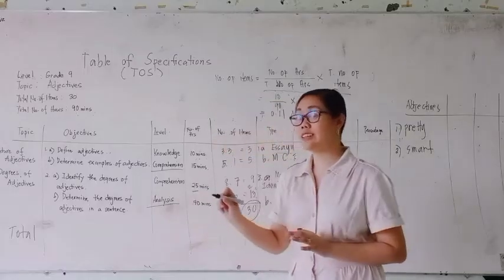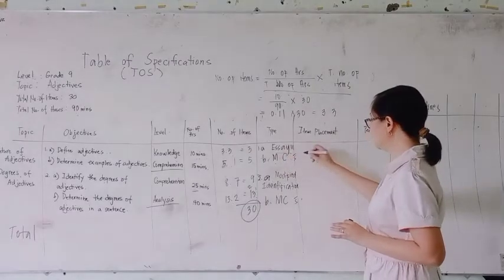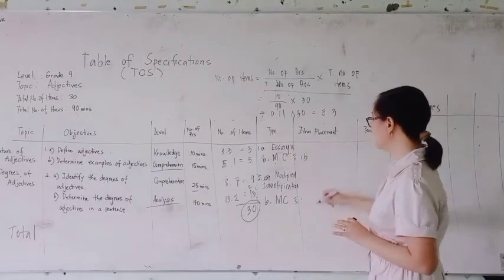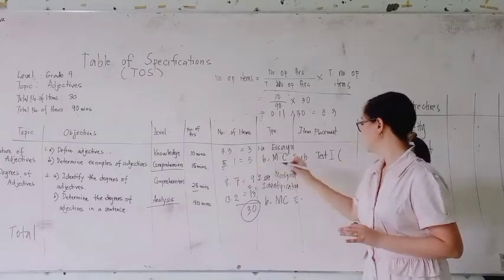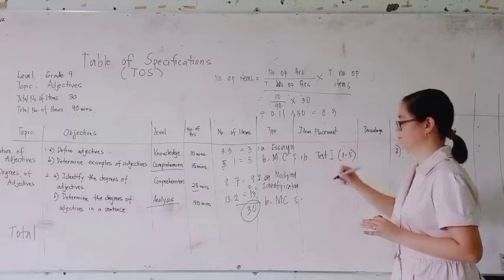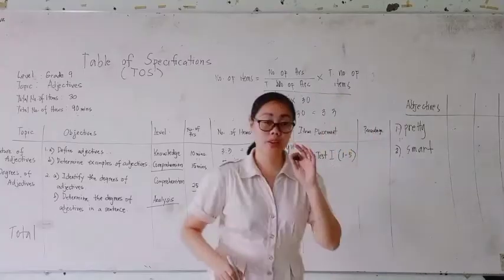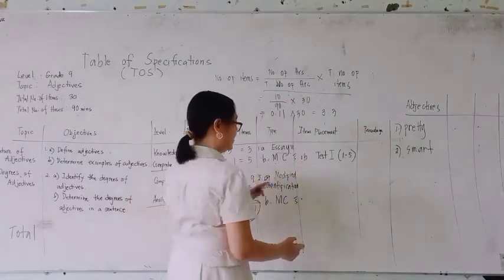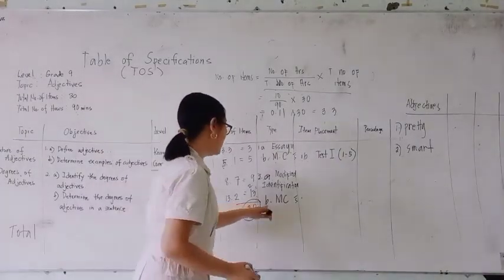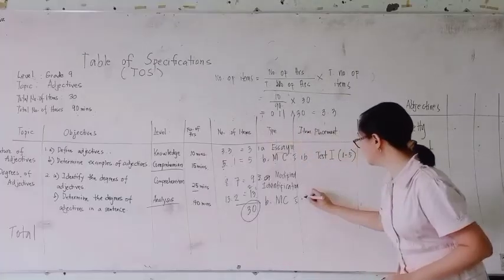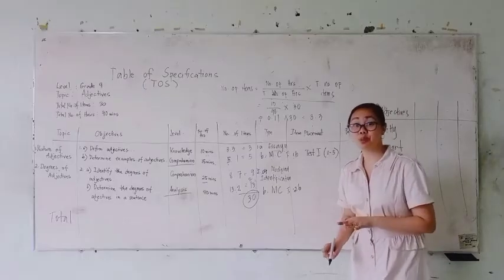Okay? Which is easier? Comprehension or analysis? Since comprehension is easier, letter D, this is 1.B, this will be test 1, 1 to 5. Okay? So that's test 1, 1 to 5. Ito natin 1.B is test 1, 1 to 5. How about 2.B? 2.B now will be, magiging test 2 ba siya? Hindi, kasi multiple choice pa rin siya.